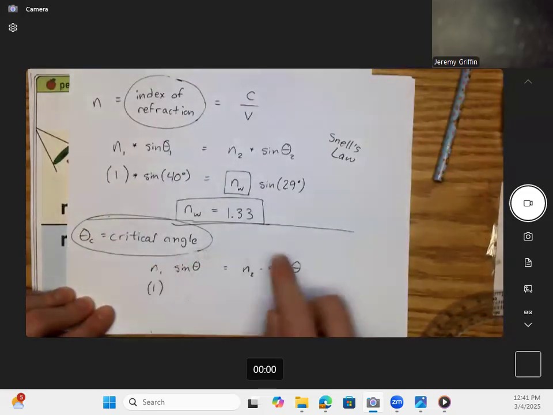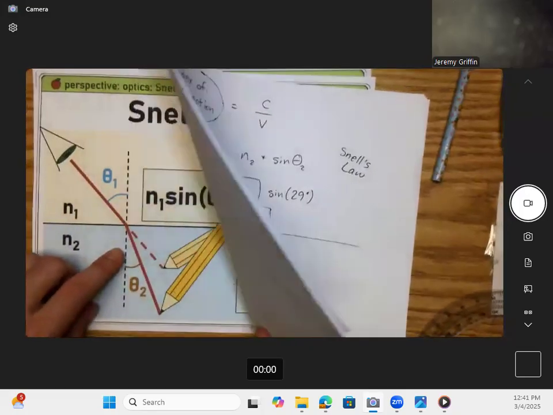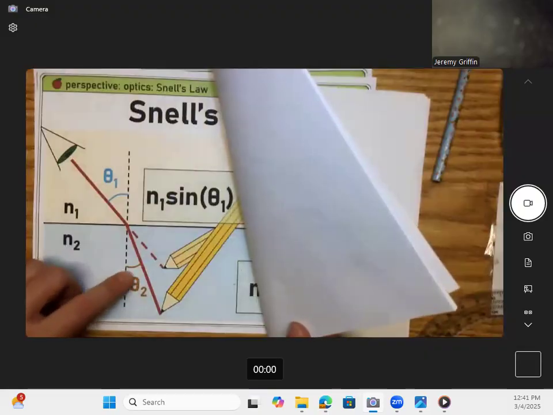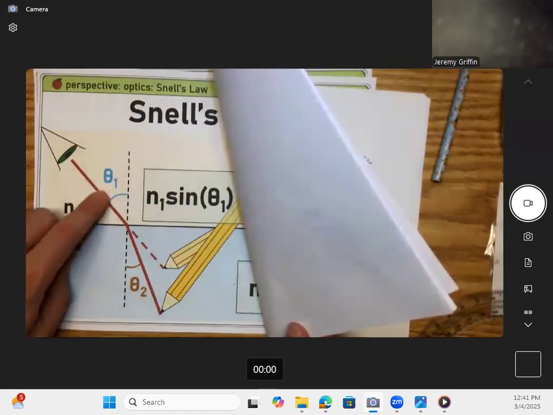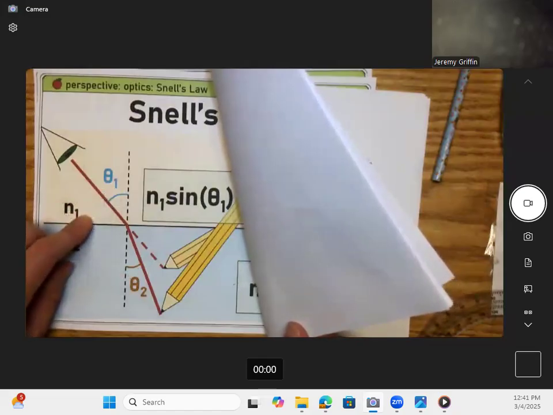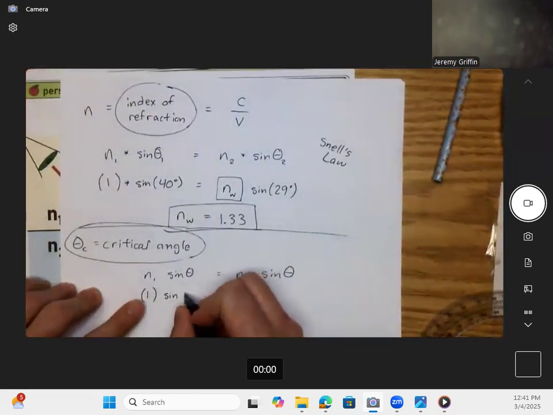Now, if I'm trying to chase down the critical angle, which could be on the side of the water, whatever this critical angle is, that's going to make the angle on the side of the air go to what angle again? 90 degrees, right? So in place of this angle on the side of the air, I'm going to put 90 degrees.